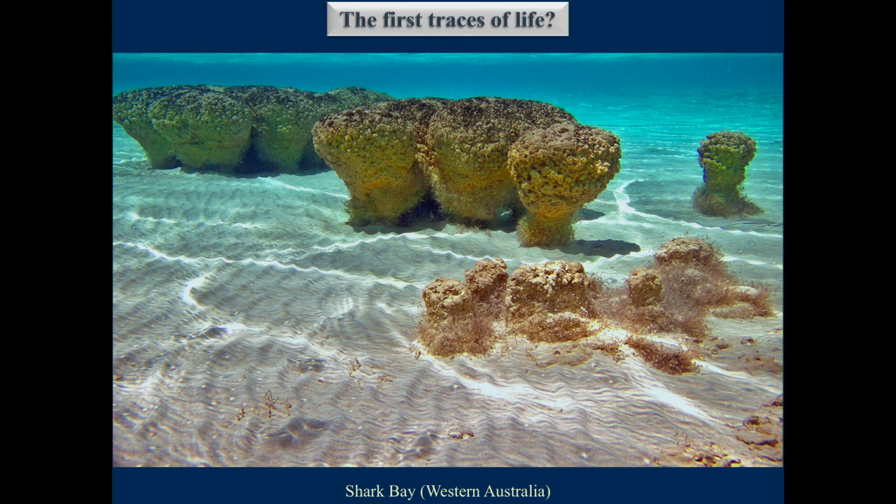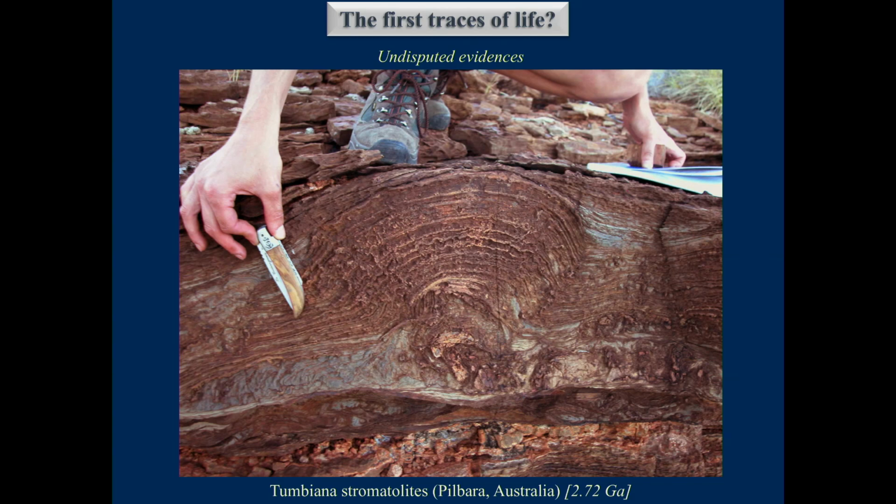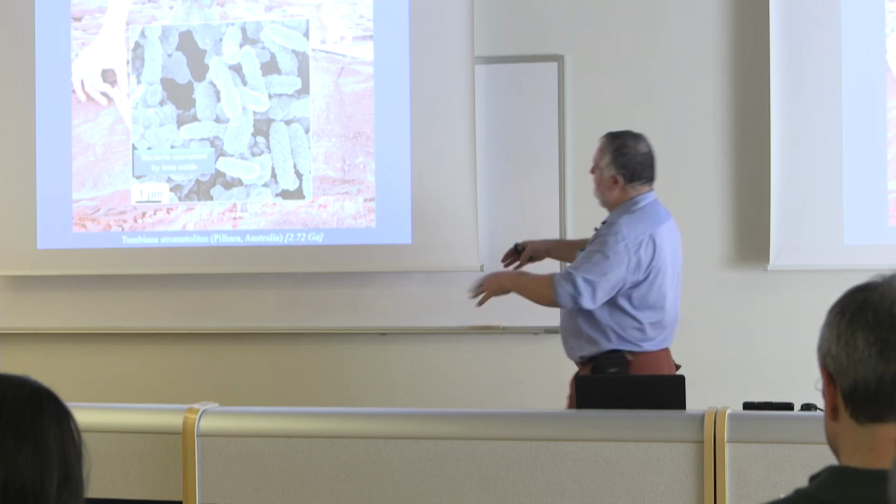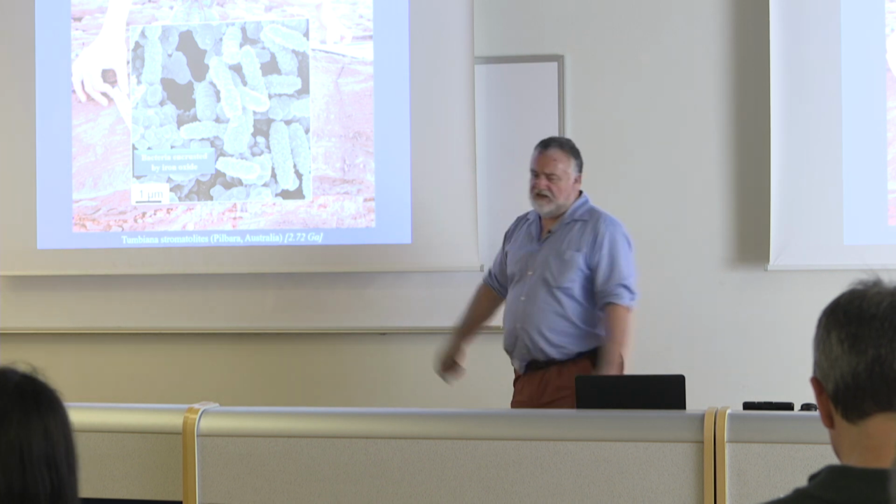This is accumulation of minerals, of grains of sand, linked to the presence of biological films, or presence of life in this environment. So, for instance, this one in Tumbiana is not disputed because there were found some traces of bacteria in this stromatolite encrusted by iron oxide. So there is a direct link between the bacteria and the stromatolite. So, okay, this is obviously an evidence for life.